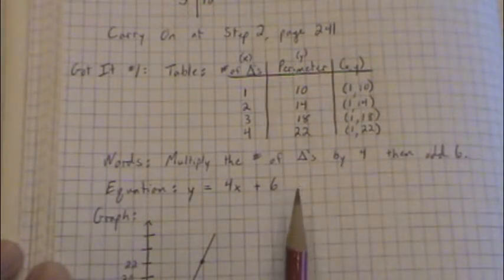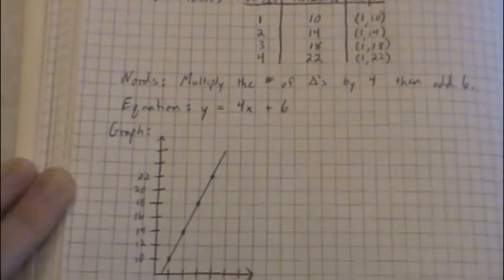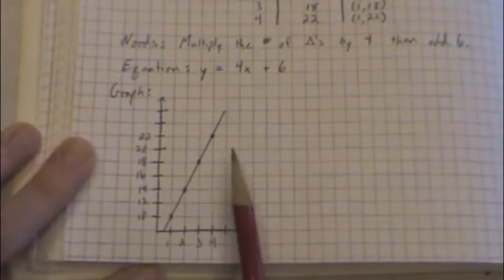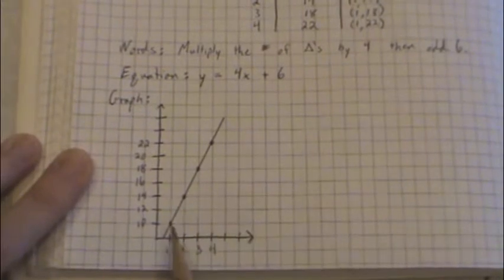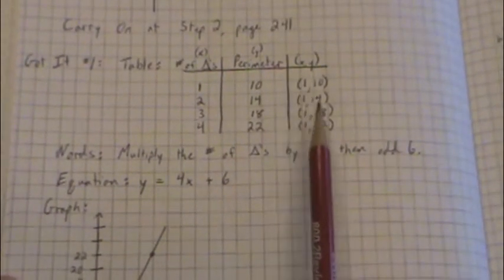Why are we adding 6? Think about it. Make sure you know. Don't go on until you do. That's okay. We'll wait. All right. The graph for this is going to look like this. And all I did was take these points that I had figured out up here.